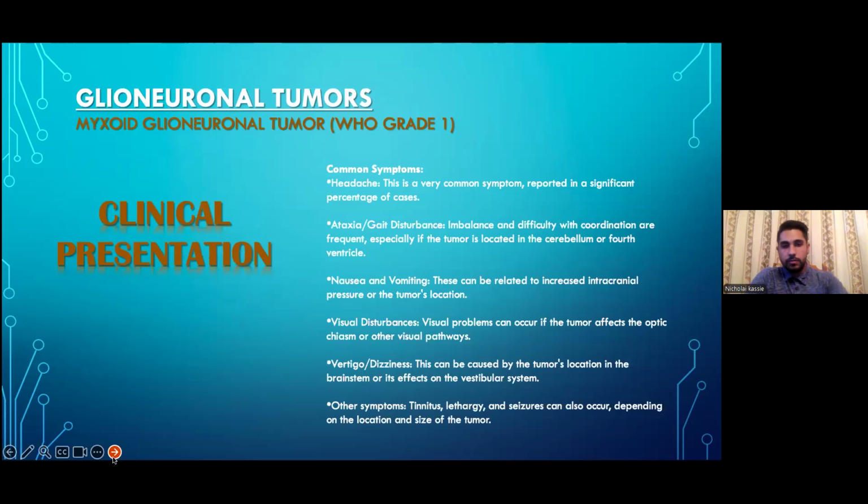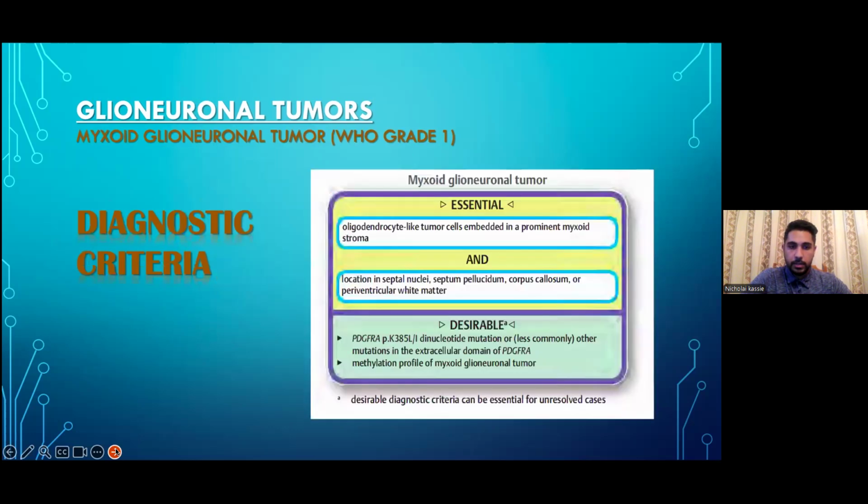Clinical presentations, again, similar for these types of tumors: headache, ataxia, gait disturbance, nausea, vomiting, visual disturbance, vertigo, and similar other symptoms such as tinnitus, seizures, and lethargy. The diagnostic criteria for these types of tumors: oligodendrocyte-like tumor cells embedded in a prominent myxoid stroma and with location in the septal nuclei, septum pellucidum, corpus callosum, or periventricular white matter. A desirable criterion would be the presence of the PDGFRA p.K385L gene, or the dinucleotide mutation, or less commonly found, other mutations in the extracellular domain of the PDGFRA. Methylation profile again of myxoid glioneuronal tumors. And of note, desirable diagnostic criteria can be essential for unresolved cases.